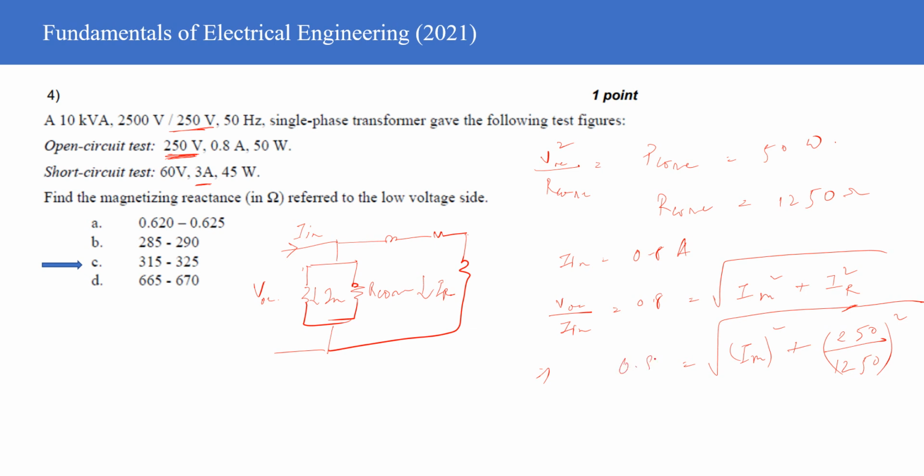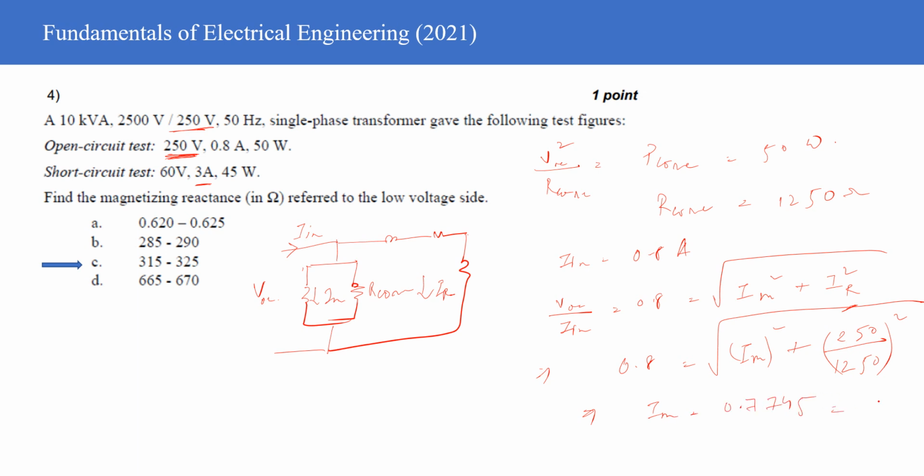And you can equate it to 0.8, and once you solve this particular equation, you will get the value of IM. So let me just try to solve it. So 0.8 square minus 250 divided by 1250 whole square, right? And the square root of this gives IM equal to 0.7745.